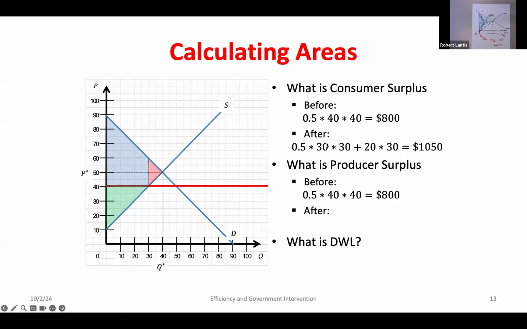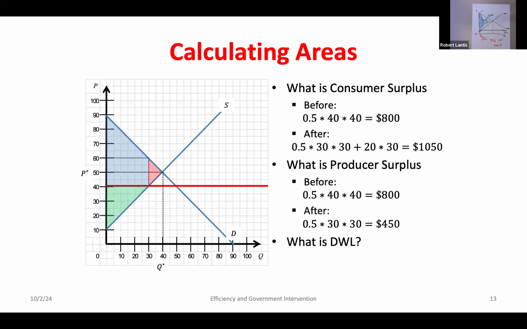It doesn't have to be the case. Now, after this price ceiling, what is producer surplus? Well, the new price that they can get away with charging is 40. So the difference between that and their supply curve would just be this little green triangle here. So what? Height of 30, base of 30, 30 times 30 times a half. Producer surplus went down after this price ceiling.